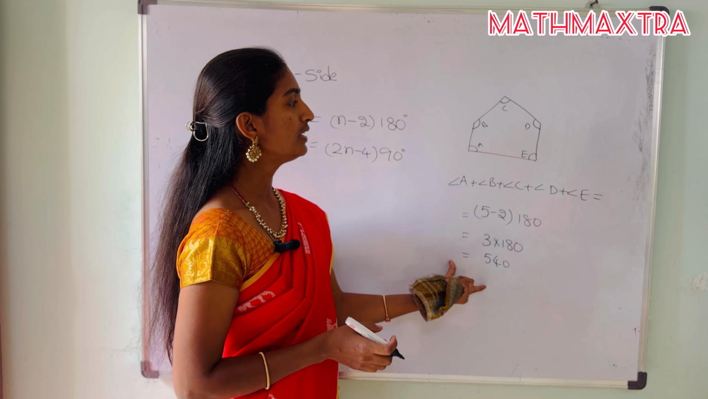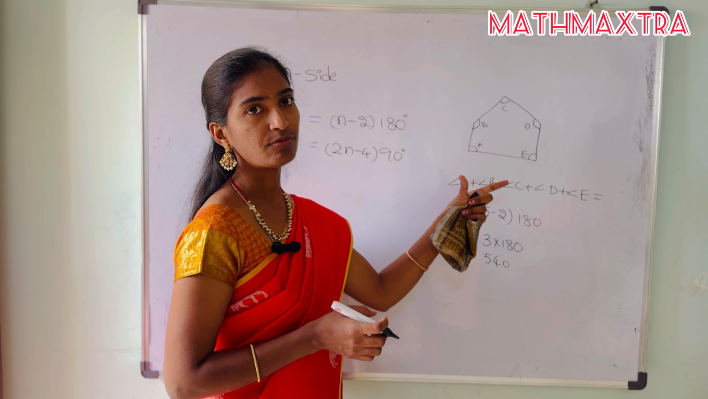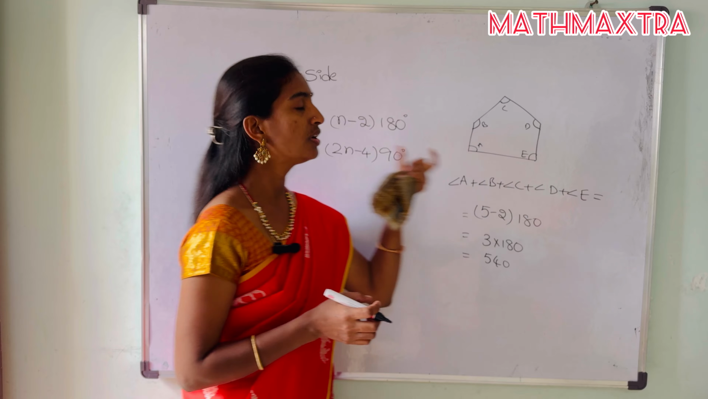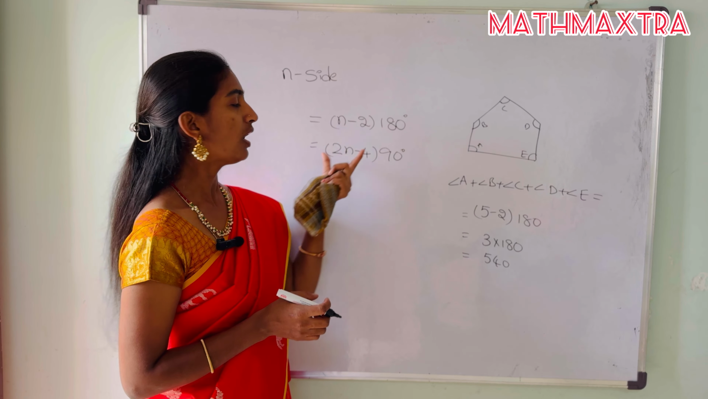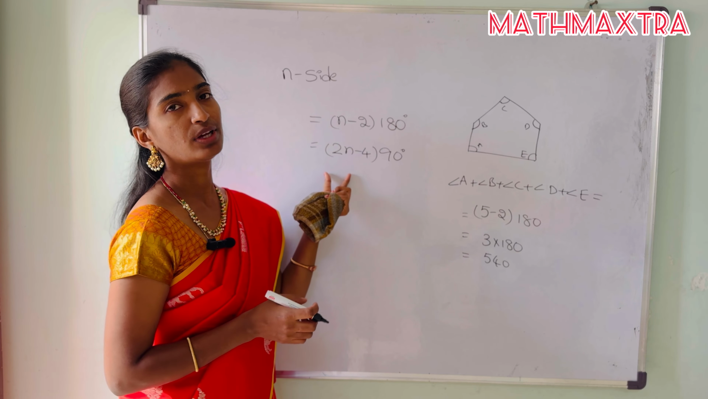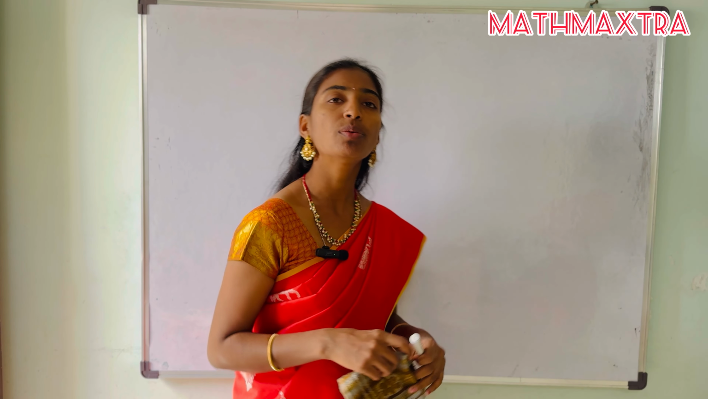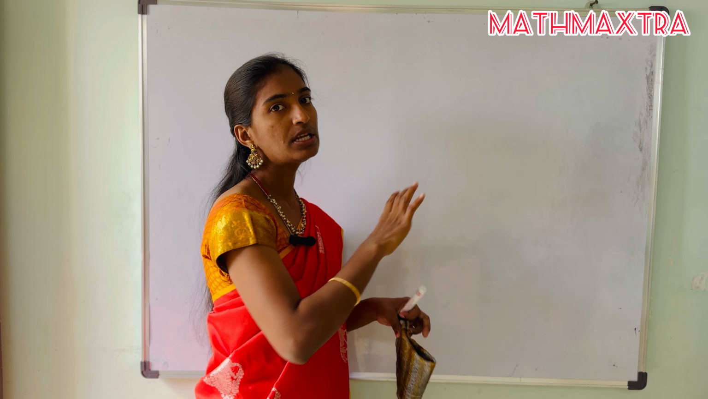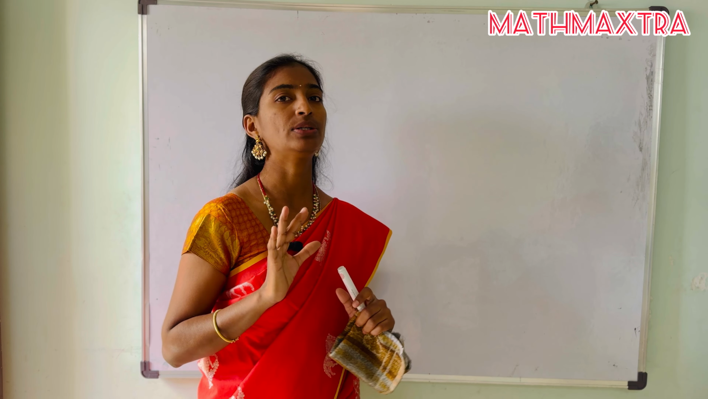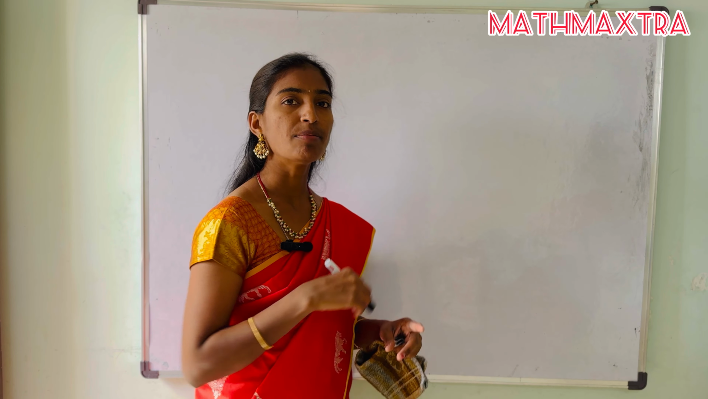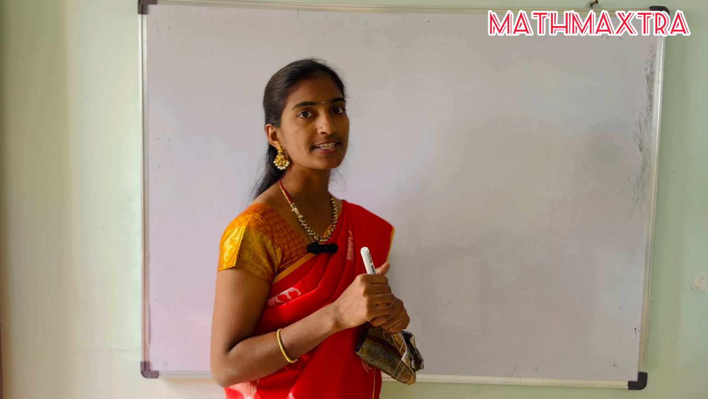This is how you can find out the sum of all interior angles of any type of polygon. If there are n sides, the formula is n minus 2 times 180. Either you can write it like this also, 2n minus 4 times 90 degrees. Okay. One more property: the sum of all exterior angles of a polygon is always equal to 360 degrees. The sum of all exterior angles of a polygon is always equal to 360 degrees.